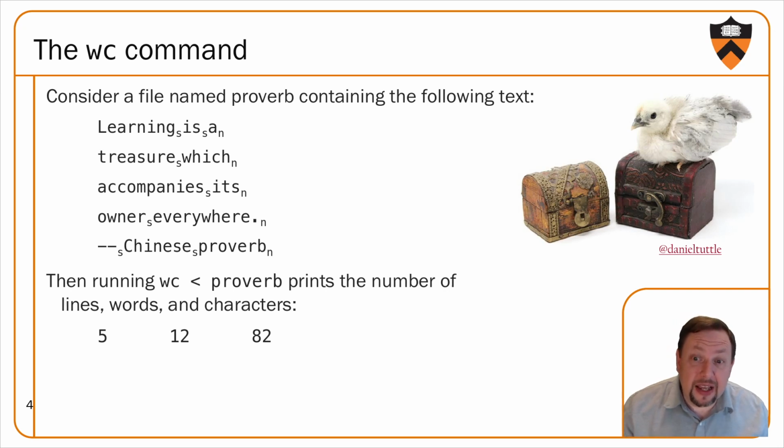The number of lines is defined as the number of sequences of characters separated by new lines. The number of words is defined as the number of sequences of characters separated by spaces or space-like characters. And the number of characters is, of course, just the total number of chars in the entire file.